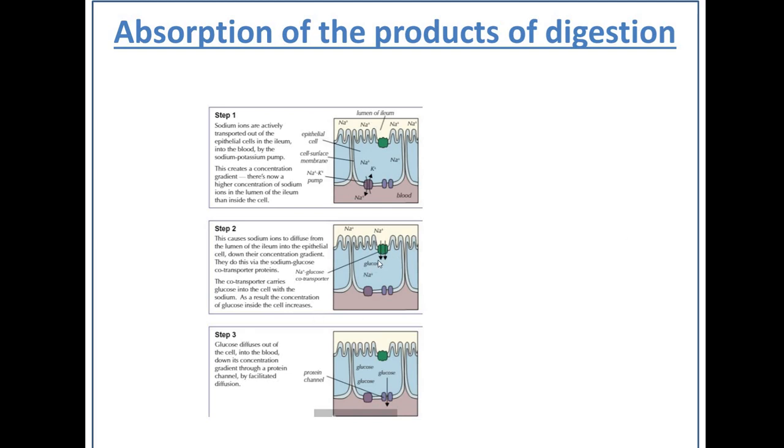Once the glucose has been co-transported into the epithelial cell, there's now lots of glucose in the epithelial cell, so there's less in the blood, so there's a concentration gradient there. So the glucose goes down its concentration gradient by facilitated diffusion using a protein here. Amino acids happen in the same way, but instead of glucose being co-transported, it's the amino acids that are co-transported. So that's it for today.